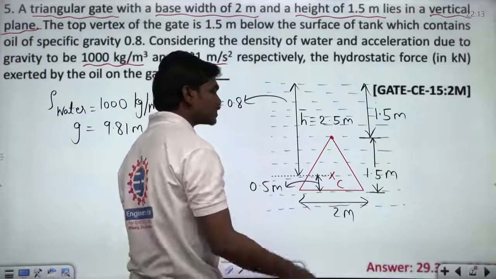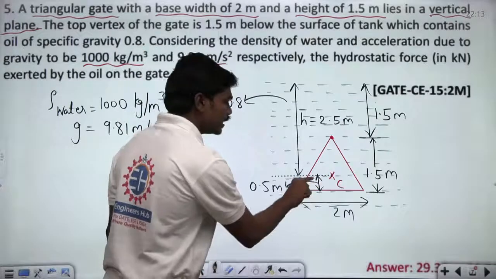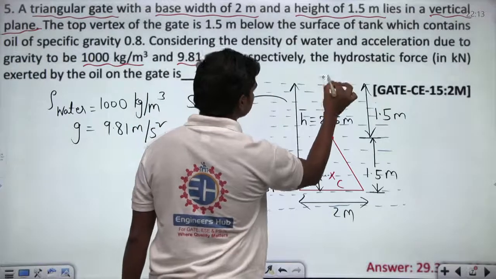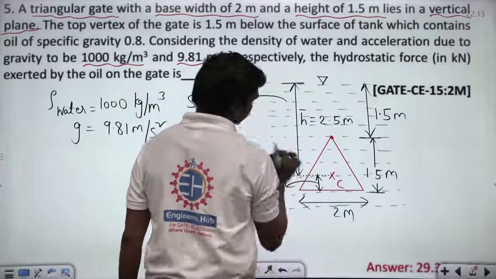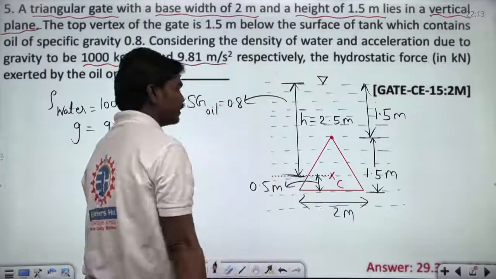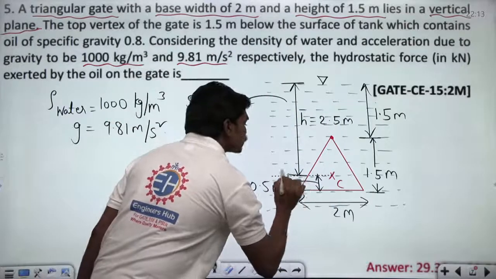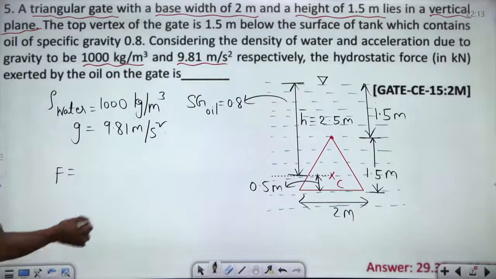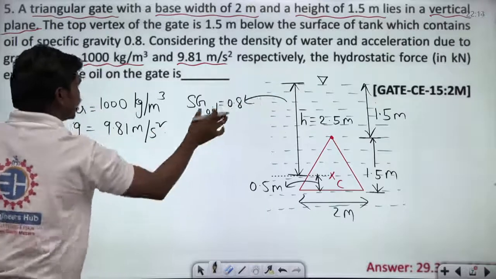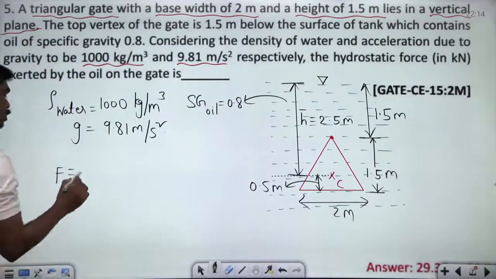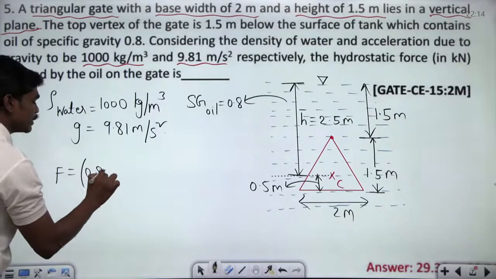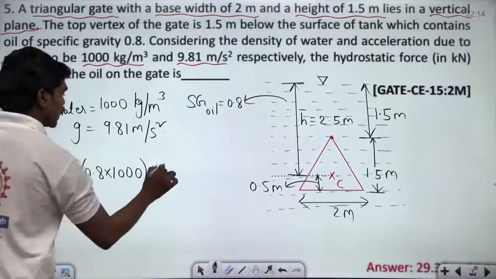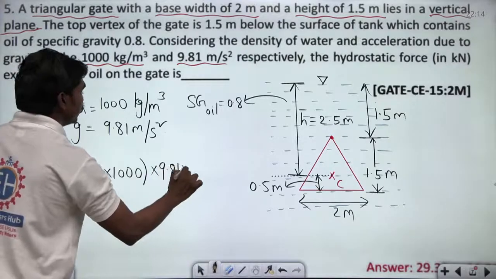Why is it 2.5 meters? Because this total value is 3 meters, and if this is 0.5 meters, then the distance between this free surface and this point is 2.5 meters, correct? Then if you want the total hydrostatic force, F is equal to rho, density of the oil, because this is completely oil. Specific gravity is given, density of water is given. So if I want the density of oil, I can multiply the specific gravity with 1000, correct? So this is rho. g is taken as 9.81, into area.